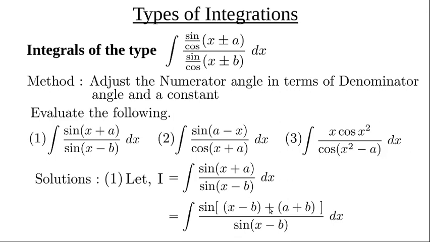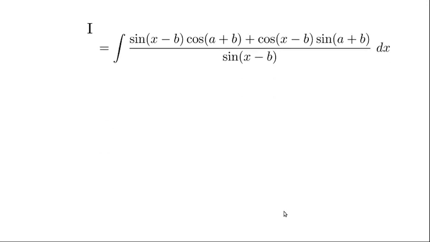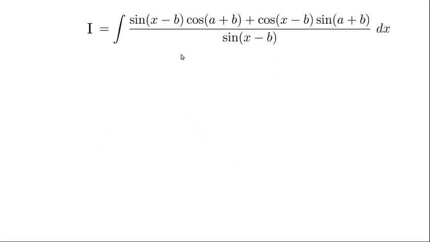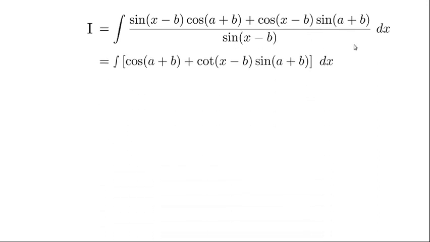And now use the formula of sin(A + B) and expand it. So we get sin(x − b) cos(a + b) + cos(x − b) sin(a + b) upon sin(x − b) dx. And when you separately divide here, the sin term gets cancelled, and we will be left with only cos(a + b), and here it becomes cos upon sin, which gives you cot(x − b), and this part as it is.